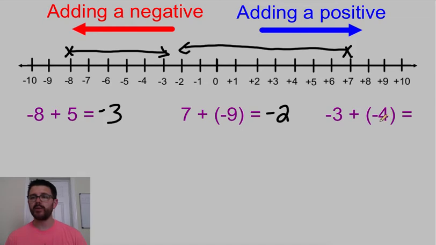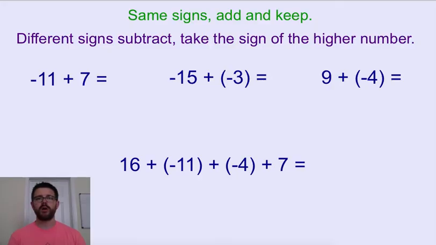Here, -3 plus -4. So I'm already at -3. I want to add a negative number, so I'm going to go farther into the negatives. I'm going to go down another 4 spots and end up at -7. So if you think about it on a number line, adding a positive is going up, adding a negative is going down.